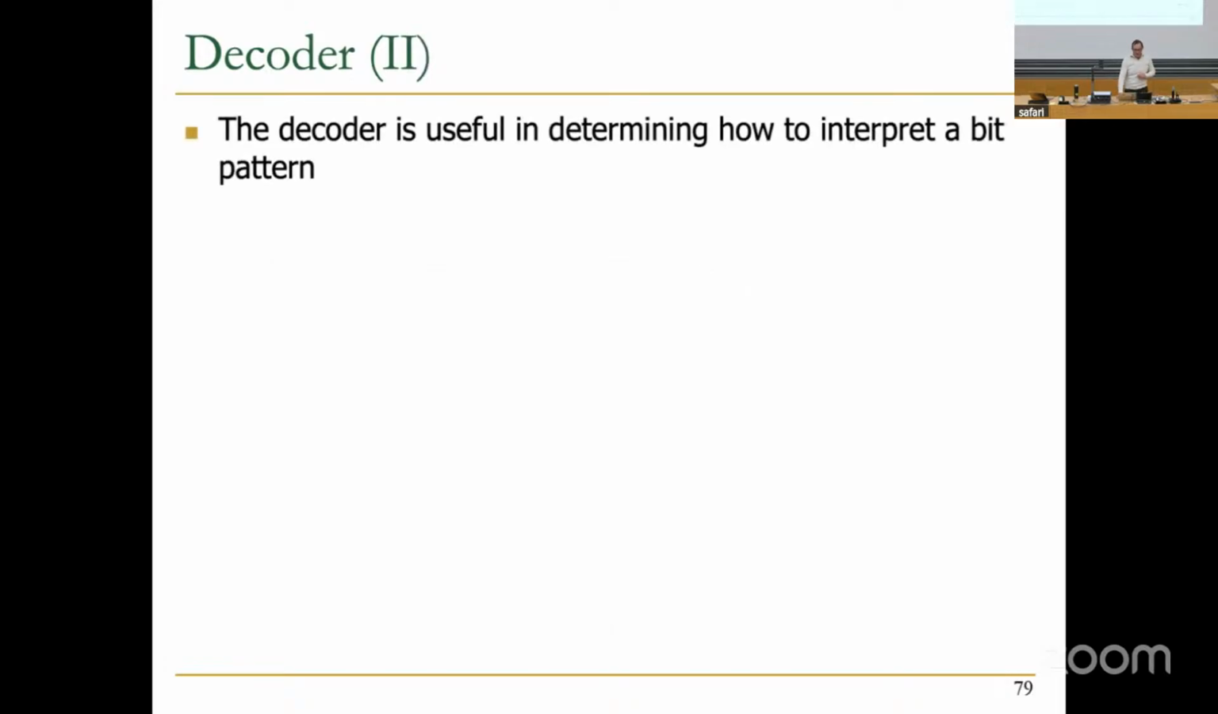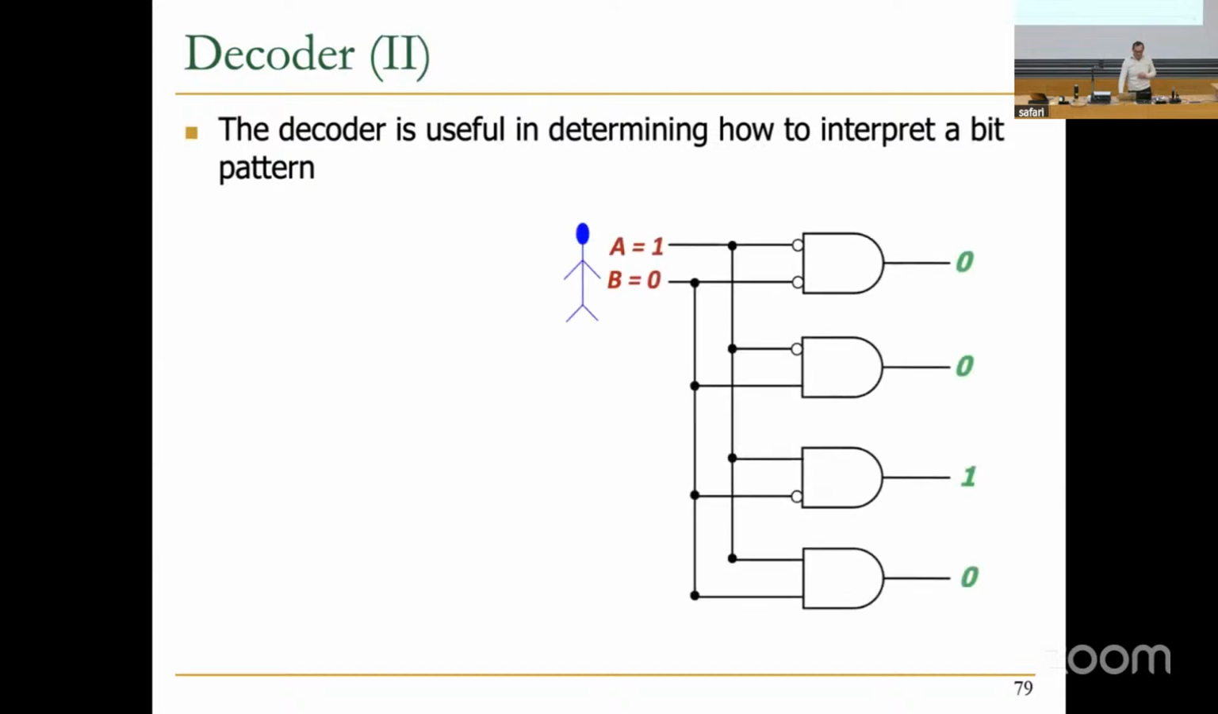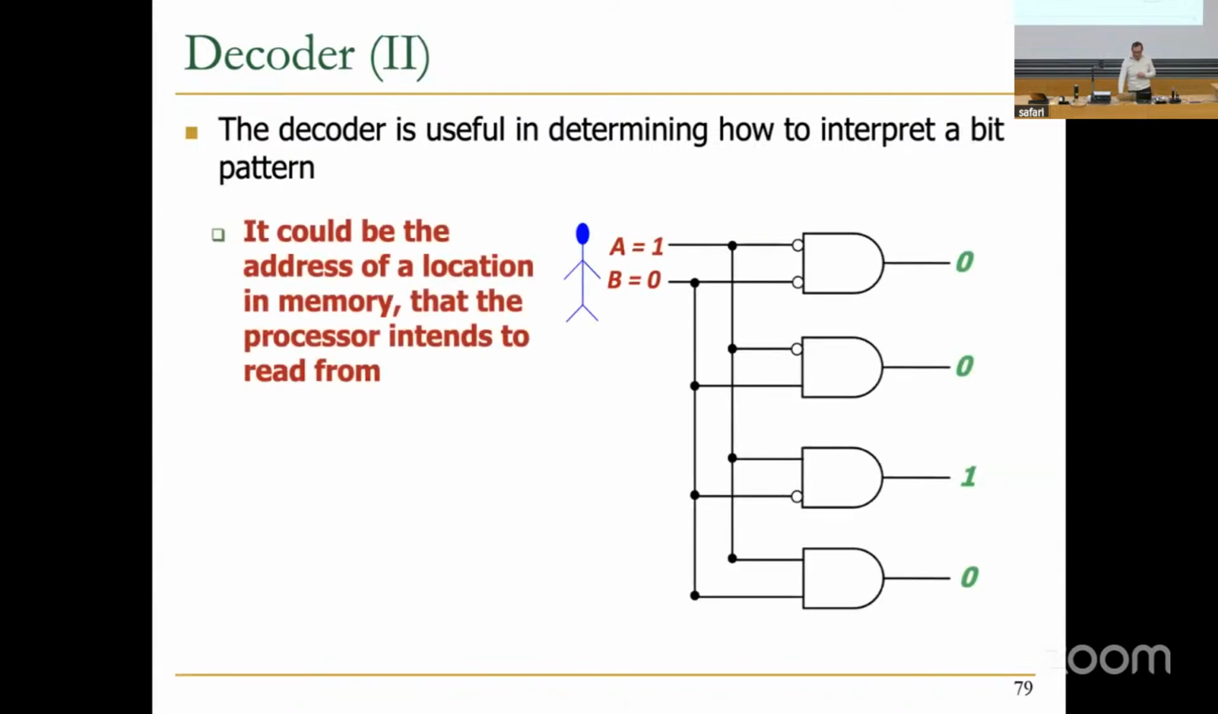Okay, basically the decoder is useful in determining how to interpret a bit pattern. I've given you one example. It could be an address. It could be the address of a location in memory that the processor intends to read from. You get address 8, and you want to figure out which location to read, and the decoder essentially enables that line that goes to that location. This wire, for example. In this case, the address could be 2. It's a very simple address. And you get this line, and that line actually enables you to read from that part. We will see that when we talk about sequential circuits. If you don't understand right now, it's okay. Right now, we're looking at how to detect a particular pattern.